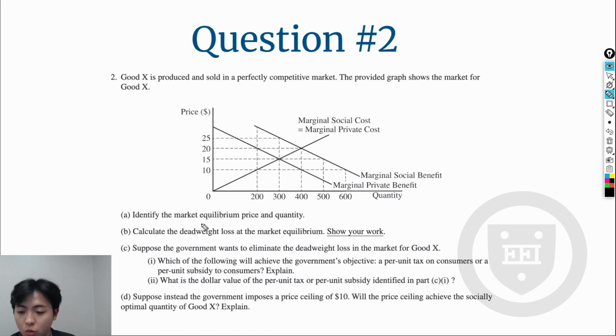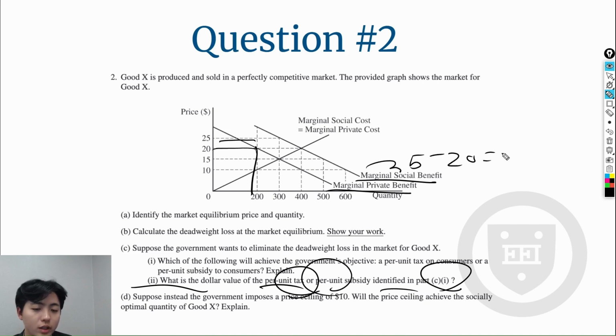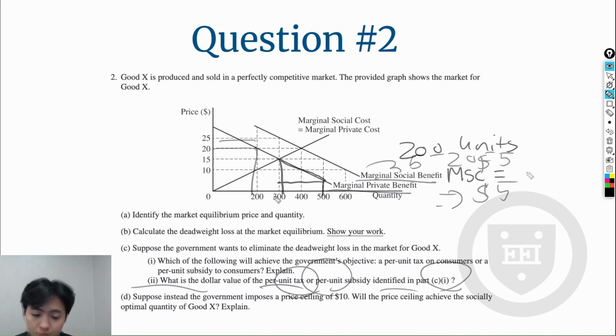Okay, so the second question is, what is the dollar value of the per unit tax or per unit subsidy identified in part C1? We agreed that a tax was needed, because of the difference between the marginal social benefits and the marginal private benefits. At quantity 200, the MPB is at 25 and the MSB is at 20. So 25 minus 20 equals $5 per unit. So the tax would be ultimately $5 per unit.